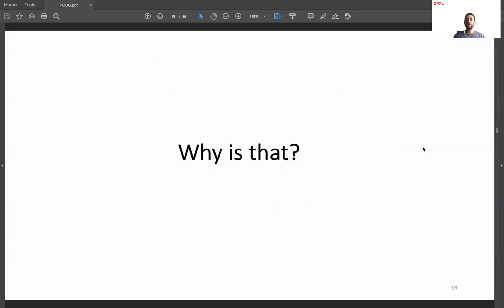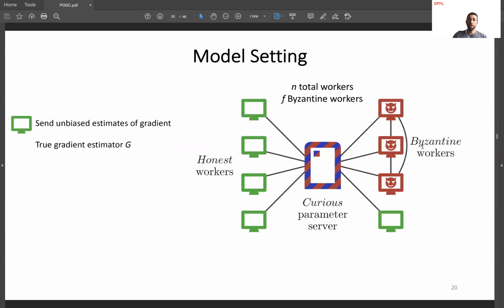And so now that I presented to you the findings of our paper, I'm going to present to you why that is the case. Why are privacy and Byzantine resilience so hard to combine? And where does this dependence on D come from?